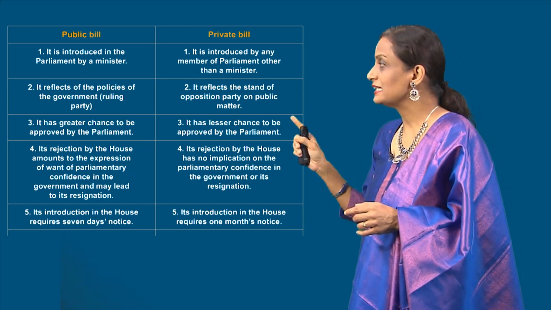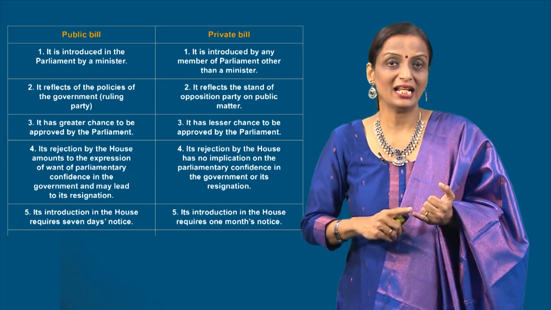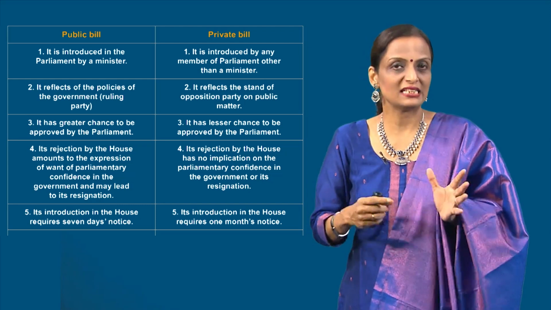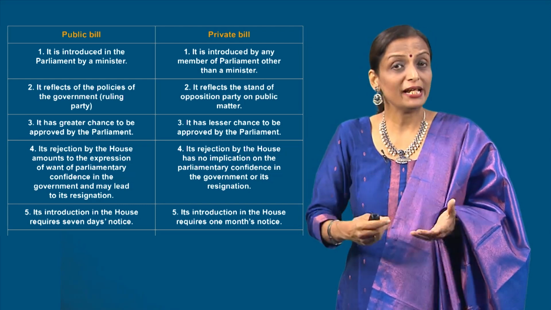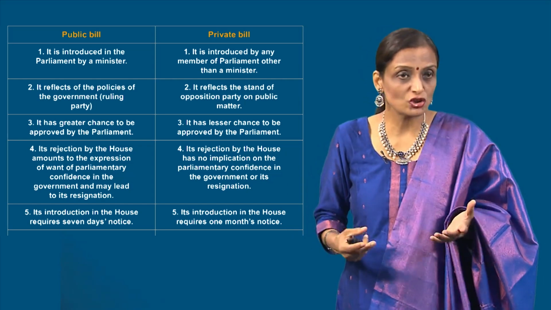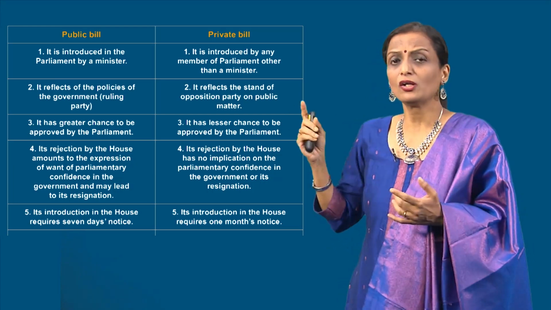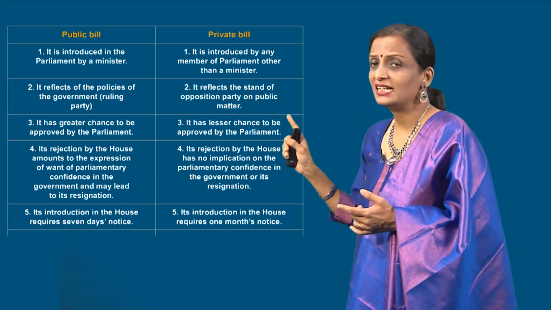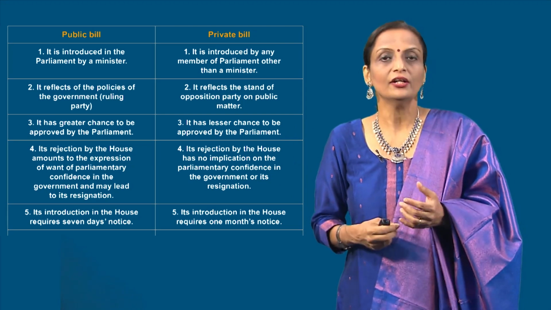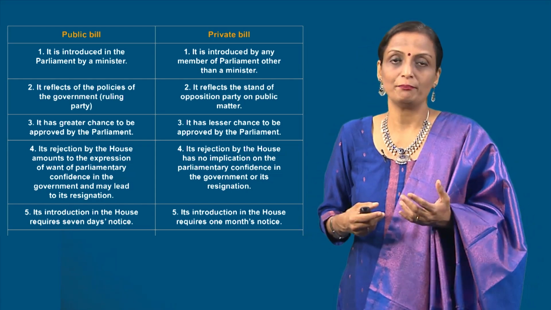The third point is that a public bill has a greater chance to be approved by the parliament, because it is a government requirement and it has come from the ruling party. So, they have seen the concerns, and it would be imperative that the parliament pass it, especially if the parliament has a majority of the ruling party, then it is easily passed. On the other hand, a private bill has lesser chances, but if it is a concern which would only enhance the ruling party, then perhaps it can be passed.